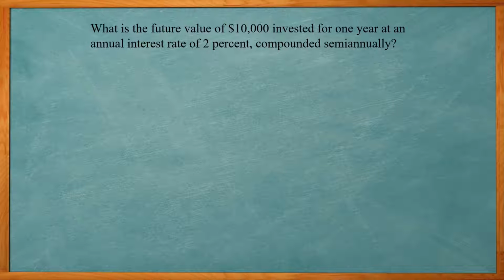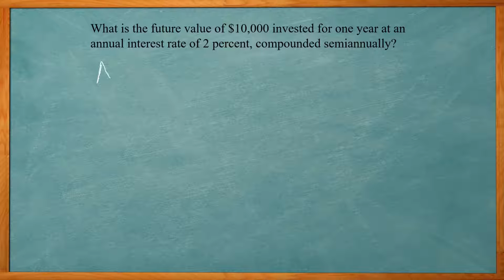So this one says, what is the future value of $10,000 invested for 1 year at an annual interest rate of 2% compounded semi-annually? All right, so this deals with future value. Put $10,000 in, is earning interest, is going to be worth more in the future. So here you need to know the compound interest formula.